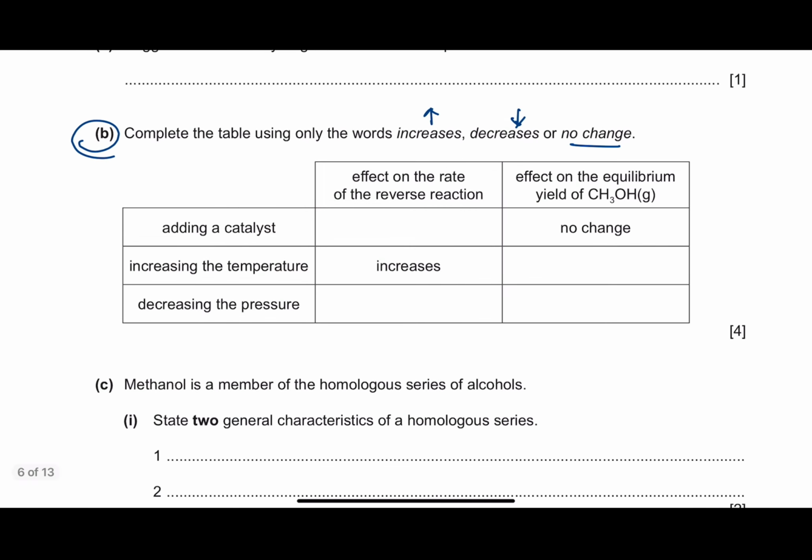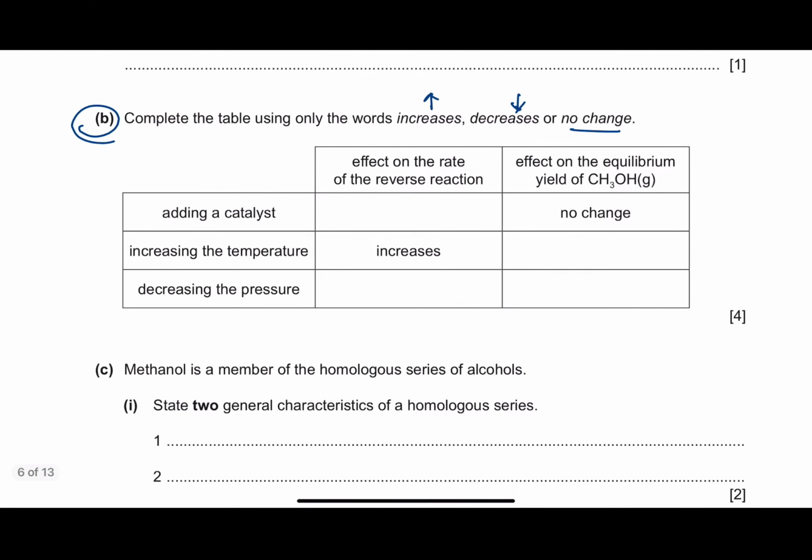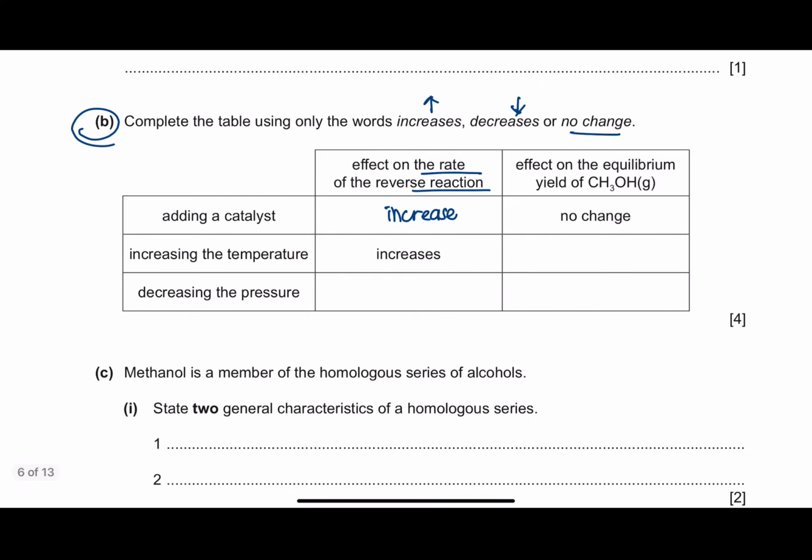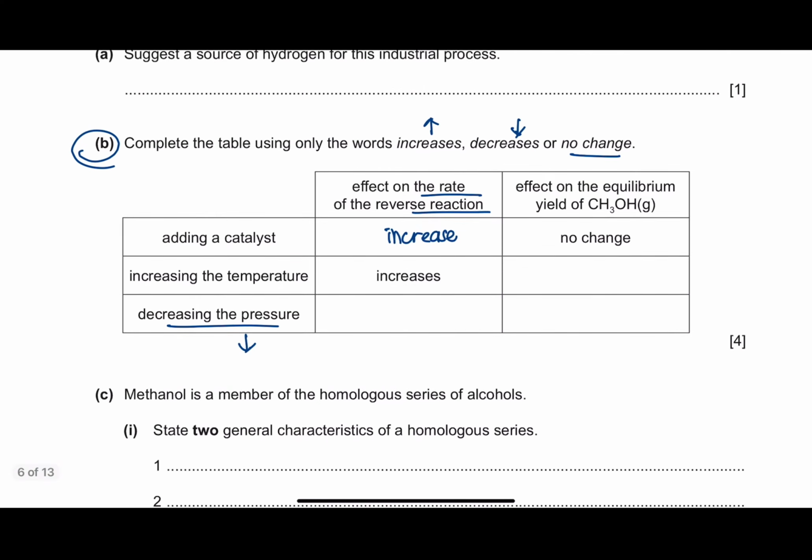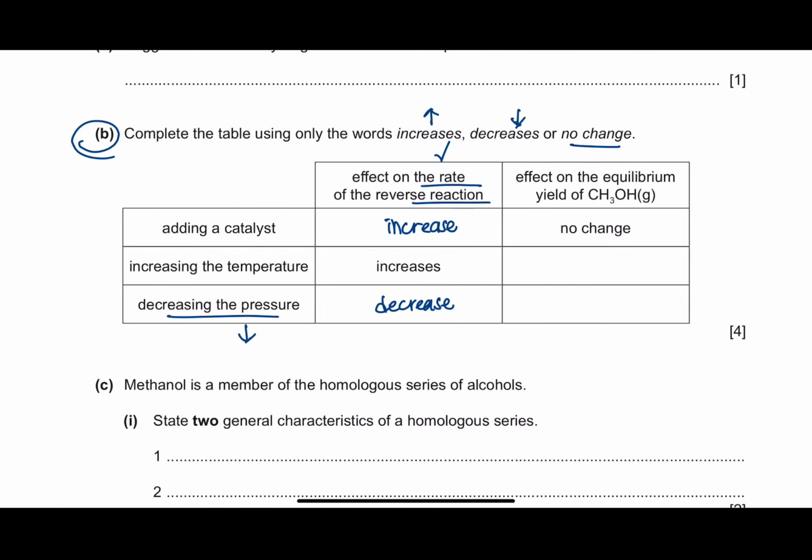Now if you add a catalyst, it will speed up your reaction. If it speeds up your reaction, this means the effect on the rate of reaction would increase. And if you decrease the pressure, that means the rate of reaction would decrease. Now that you're done with the column for rate of reaction, we'll move on to the effect on equilibrium.